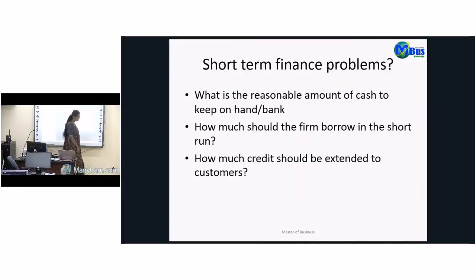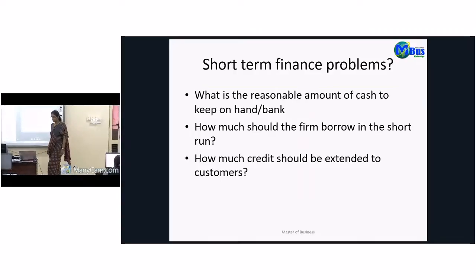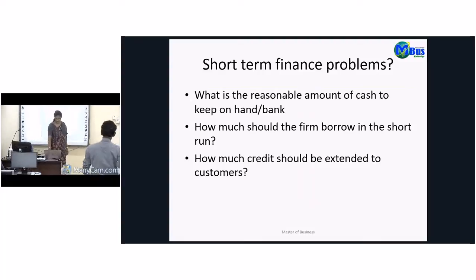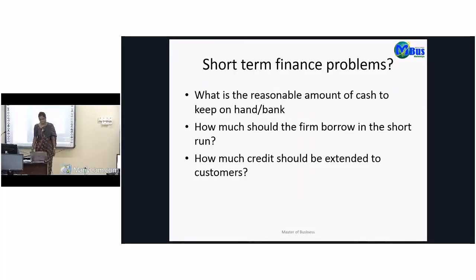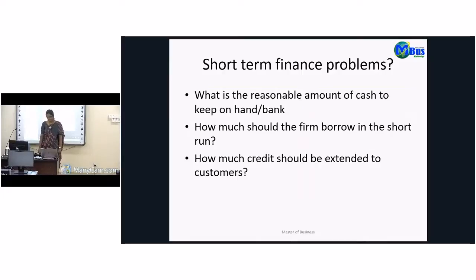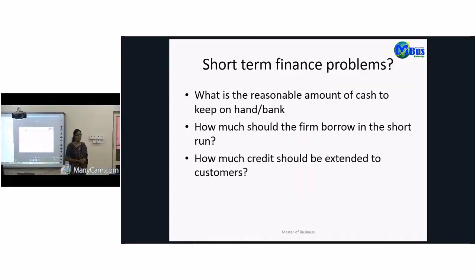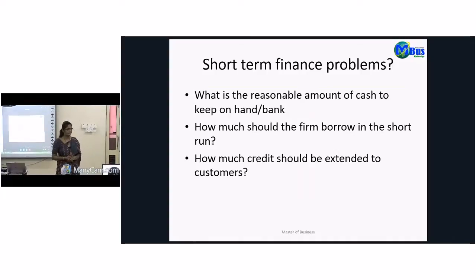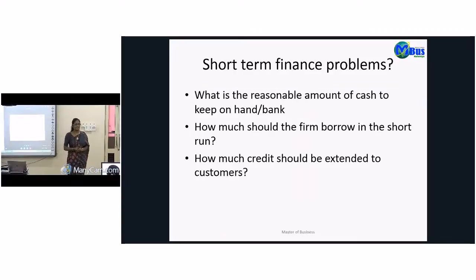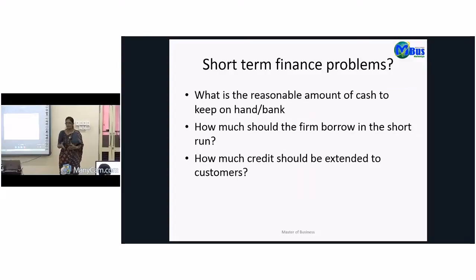Why is this short-term finance a problem for the organizations? Short-term finance problem. Is it a problem? Why does a firm need to keep some amount of cash in hand or cash in bank? Is it an investment? Keeping more cash in hand, forget about the corporations, about the companies. If you keep too much money in your pocket, what is the opportunity cost you face? Interest income. You will be losing the interest. Opportunity cost will be the interest income.